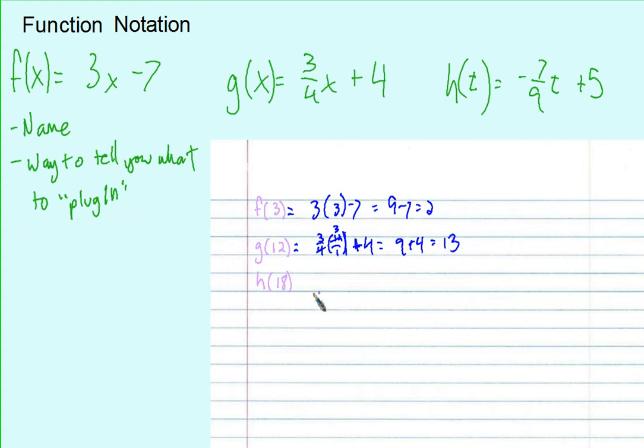And h of 18 means plug in 18 for, well, in this case, t, right? Because h is a function of t. T is the deciding variable, the independent variable. All right, so negative 7/9 times, I like to write it as 18 over 1 plus 5. So cross cancel with the 9, we get a 2. So we get negative 7 times 2, negative 14 plus 5 equals negative 9.